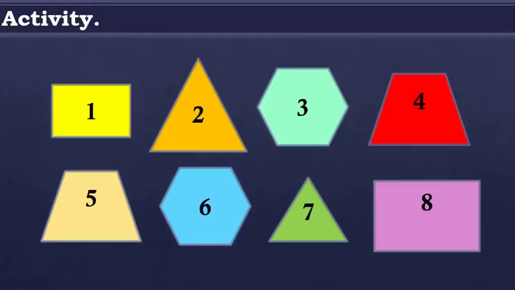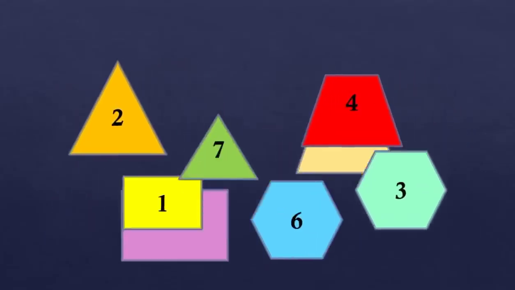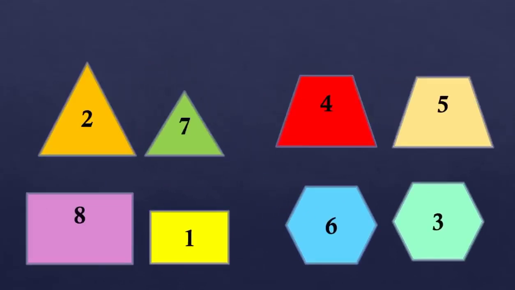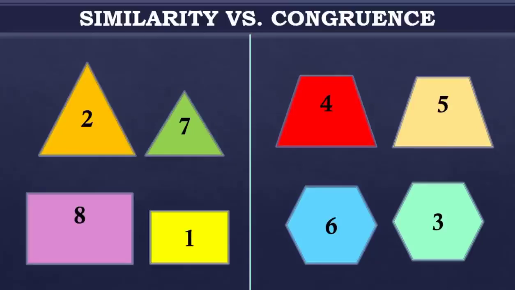So I have here sets of shapes, and I want you to pair these shapes according to its number of sides or the shape itself. Okay? So we have this. Now, kung titingnan natin, meron tayo ditong two sets of groupings. Meron tayong dalawang groupings dito. Because we will be differentiating the similarity versus congruence. So, ano nga ba ang pagkakaiba ng similarity at congruence?